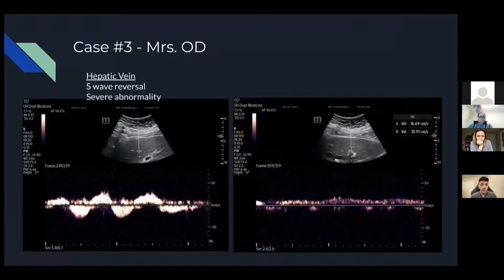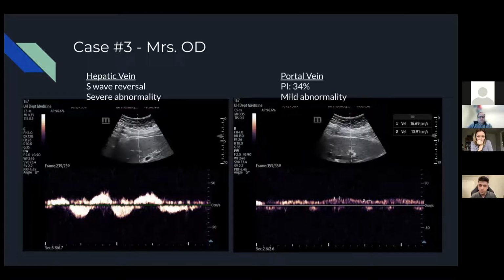Now, looking at her hepatic vein, she appears to have S-wave reversal here, which is in keeping with severe abnormality. The caveat I do want to point out is because she has severe TR, she is very likely to have hepatic vein reversal here. So we have to take that with a grain of salt.